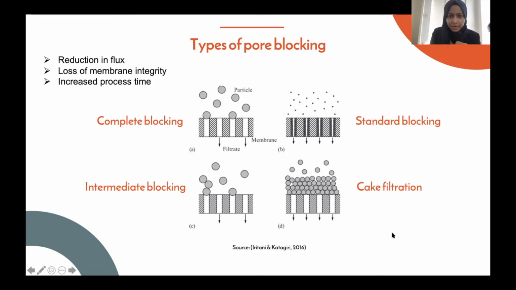From this diagram, you can have an idea of which one is the worst just from visual monitoring. Cake filtration is obviously the worst one because, as the cake layer builds up, the flux will become zero and the whole membrane filtration process is going to be dysfunctional. Therefore, it will cause a reduction in flux, membrane integrity will be lost, and the process times will obviously increase because now there is less space and more pollutants blocking the way for the clean effluent.